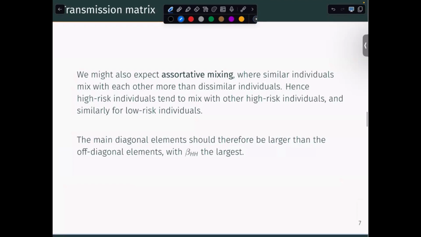So if we look at our beta matrix, and I'm going to scale my text size here, we should expect the term in the top left of how we've structured this matrix, beta HH, to be the largest.